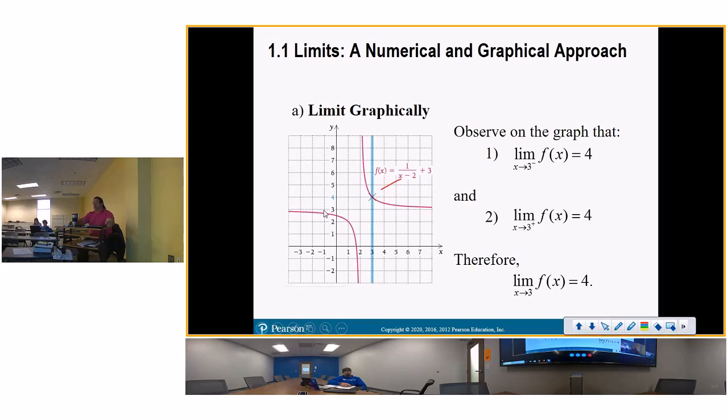And that's right, it does, because as you approach 3, even though you cross over the vertical asymptote, you still hit squeeze theorem, you still hit 4 from the left, 3 from the right, 3.